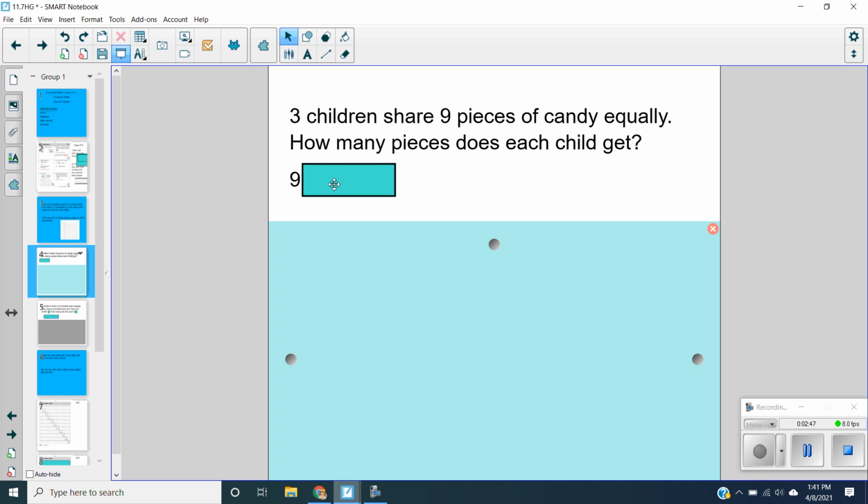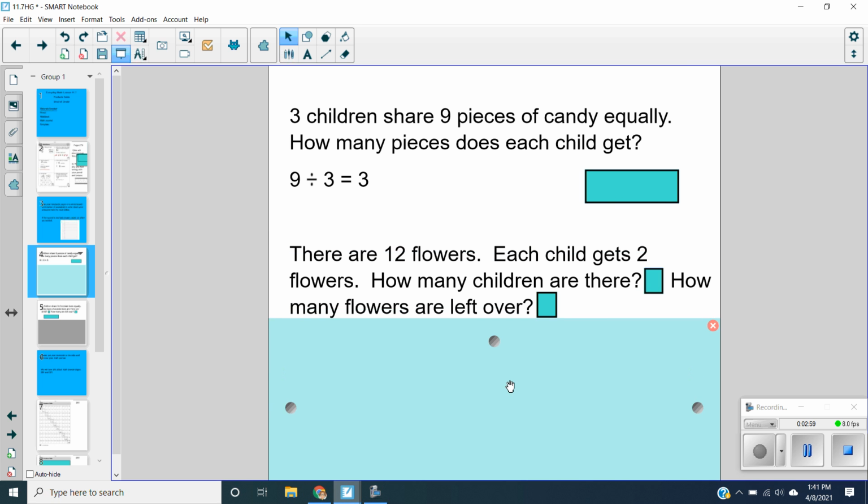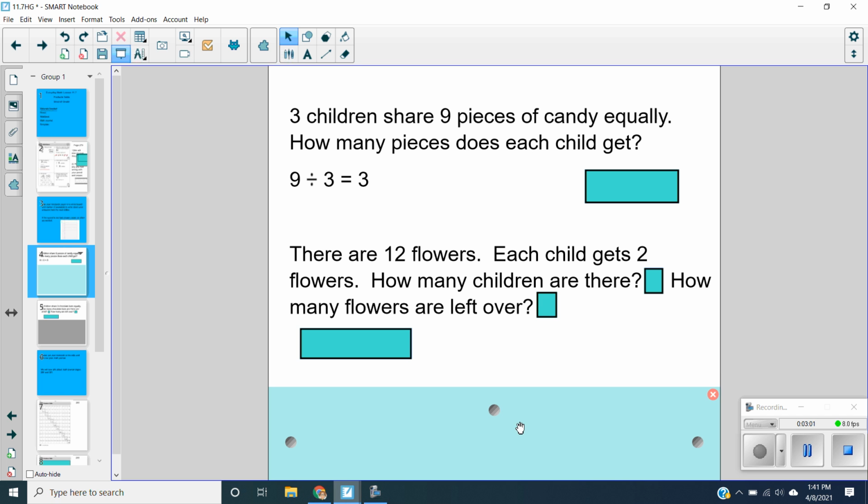So for this one, I know I had a total of 9, and I'm dividing those 9 between 3 people. So 9 divided by 3 equals 3. So each child would get 3 pieces. Our second one, where there are 12 flowers, each child gets 2 flowers. How many children are there, and are there any left over? So press pause to solve and then play when you're ready to check.